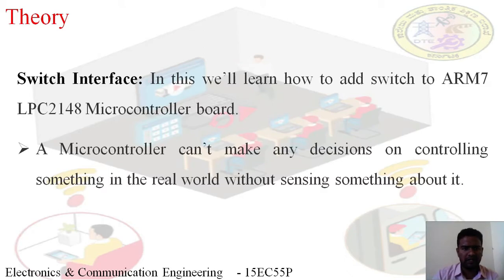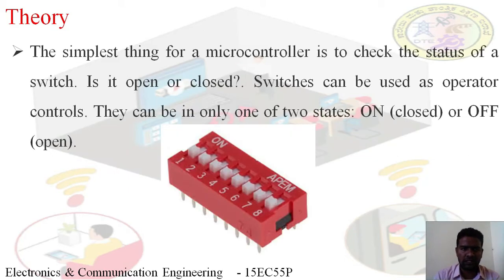First, we will see the theory part. Switch interface. In this, we will learn how to add a switch to the ARM7 LPC2148 microcontroller board. A microcontroller can't make any decisions on controlling something in the real world without sensing something about it. The simplest thing for a microcontroller is to check the status of a switch. Is it open or closed? Switches can be used as operator controls. They can be in only one of two states, that is on and off. As shown in the diagram here, this is the switch which we are going to use in our video.